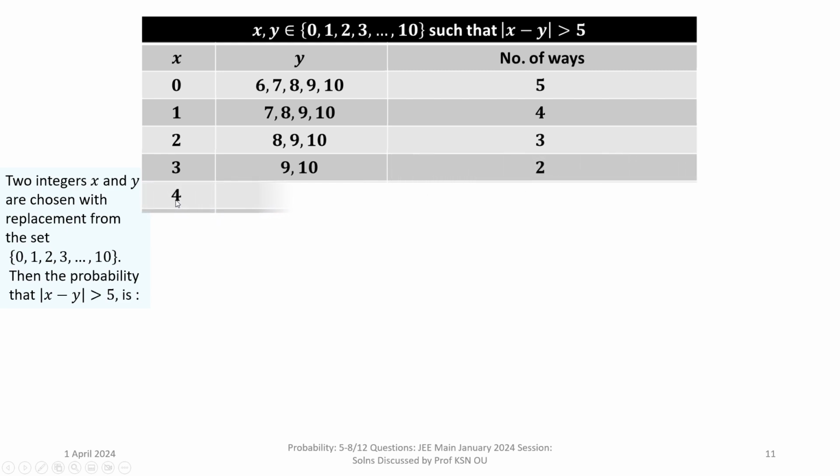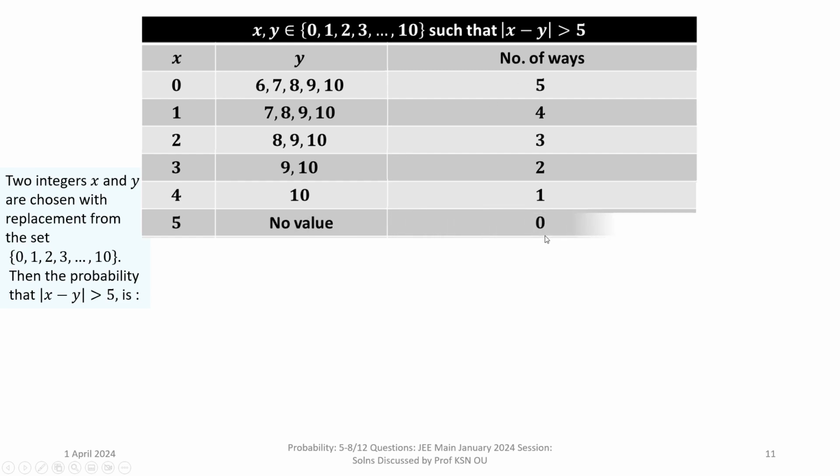When you take x is equal to 4, there is only the one that will work. 4 minus 10, that is 6 greater than 5. 4 minus 9, 5. 5 greater than 5 is not possible. Therefore, all those below 10 don't work. So, the number of ways is 1. Suppose I take x is equal to 5. Then, we don't find any y such that mod of 5 minus y is greater than 5. No value. That is empty set. So, that means 0. Suppose I take x is equal to 6.